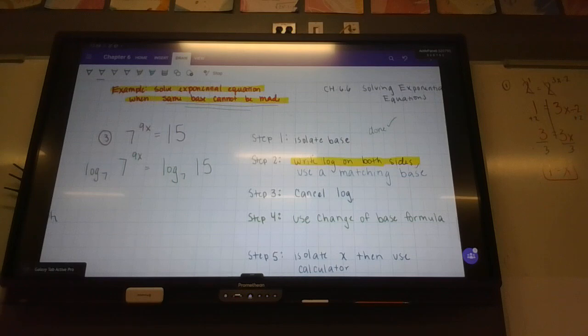Now we'll do the power property. After a while we stop showing this in our work, but to make it make sense at first, let's go ahead and move the 9x to the front like we practiced last week. And then it's 9x times log base 7 of 7 equals log base 7 of 15.